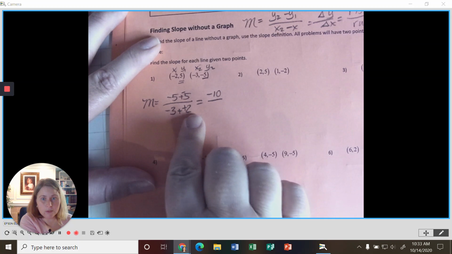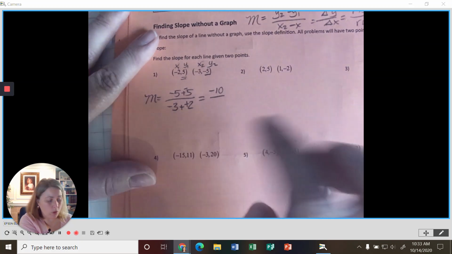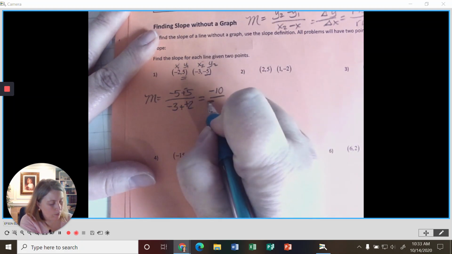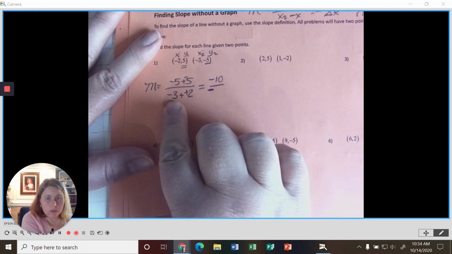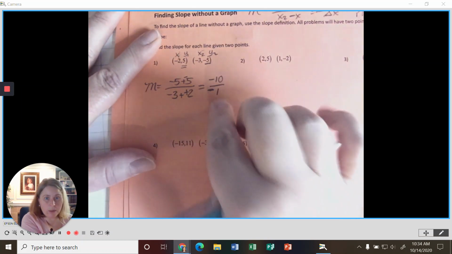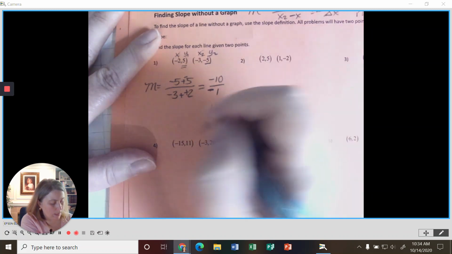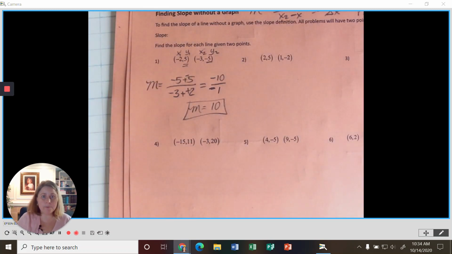Never subtract, add the opposite. Here I have 3 negatives, 2 positives. Which one do I have more of, negatives or positives? I have more negatives, so that answer is going to be negative. How many more negatives? 1, because the difference in the absolute values is 1. The difference between 3 and 2 is 1. Negative divided by a negative is a positive, so we have positive 10. So our slope is positive 10.